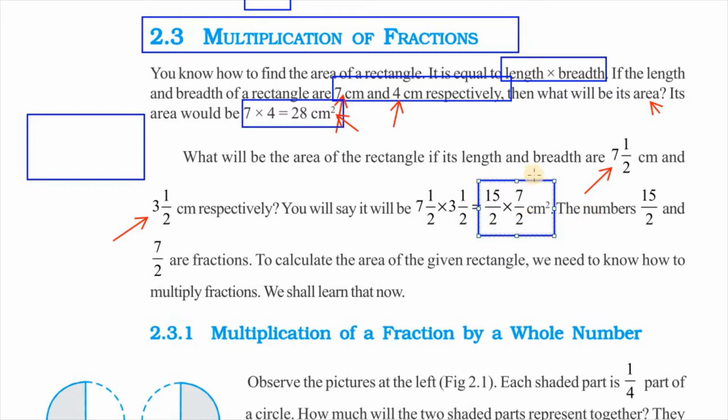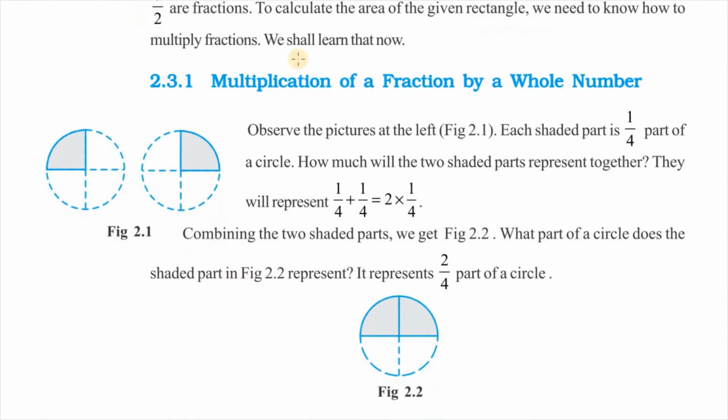Now we have to find out how we can multiply these two fractions. The numbers 15 by 2 and 7 by 2 are fractions. To calculate the area of a given rectangle, we need to know how to multiply fractions. We shall learn that now. So in this section, multiplication of fractions, we will be learning how we can find such areas by learning how to multiply fractions. Firstly, let us consider the multiplication of a fraction by a whole number.